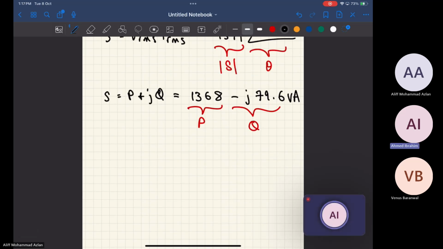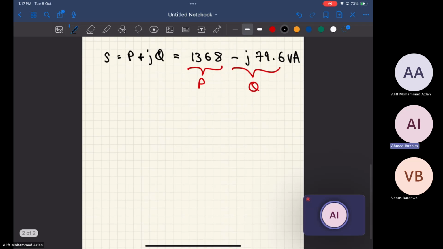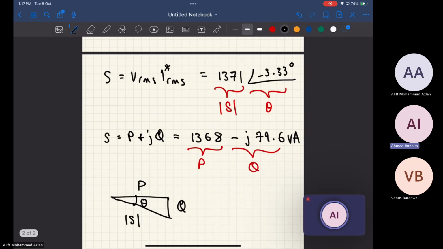Next part is asking us to sketch the power triangle. That's quite straightforward. The real part is P, the reactive power is Q, and the apparent power is the hypotenuse of the triangle, and that's our theta. The reason I drew the triangle downwards is because we can see that theta is negative. So a negative theta means we have a leading load, which usually implies capacitor. So the circuit we can say is net capacitive.